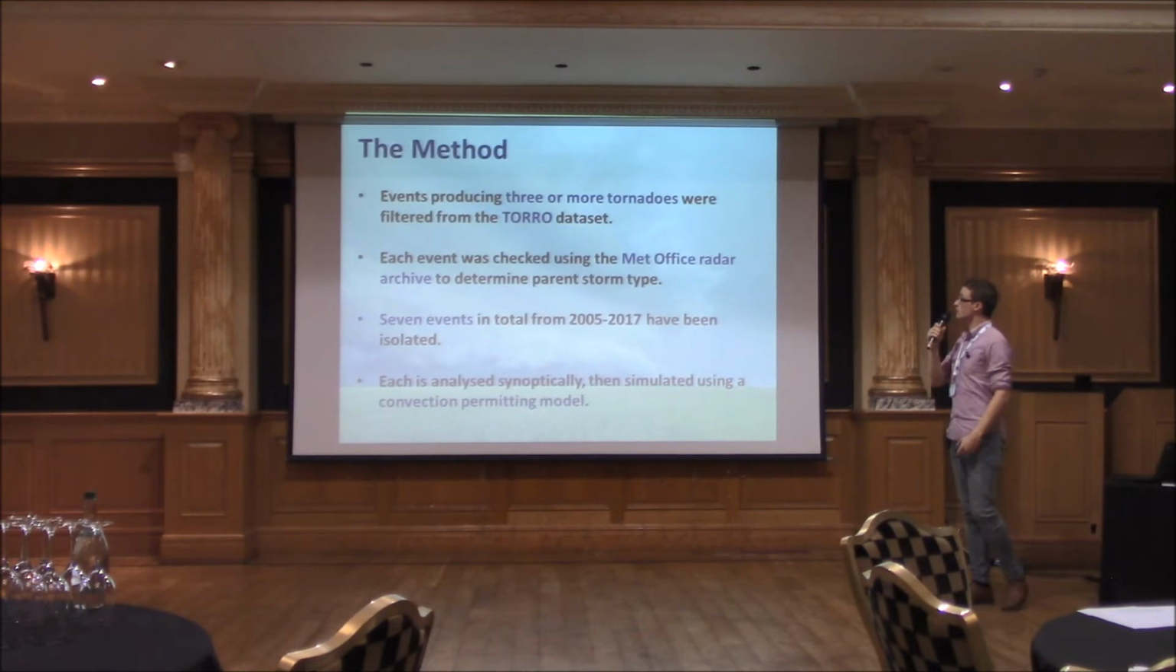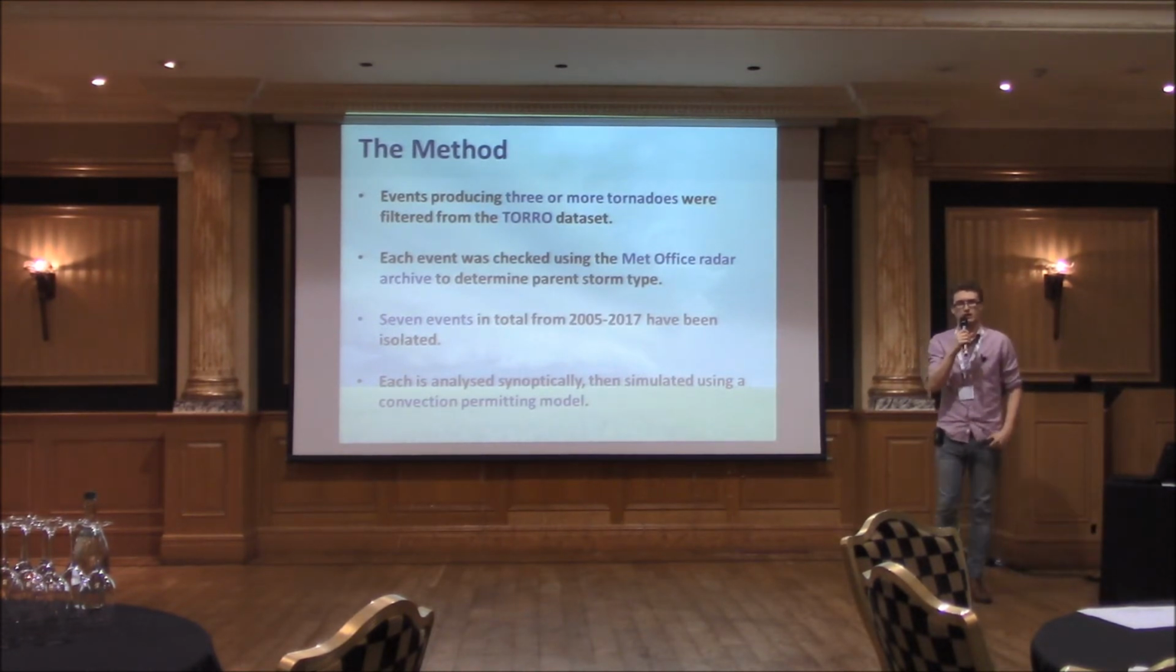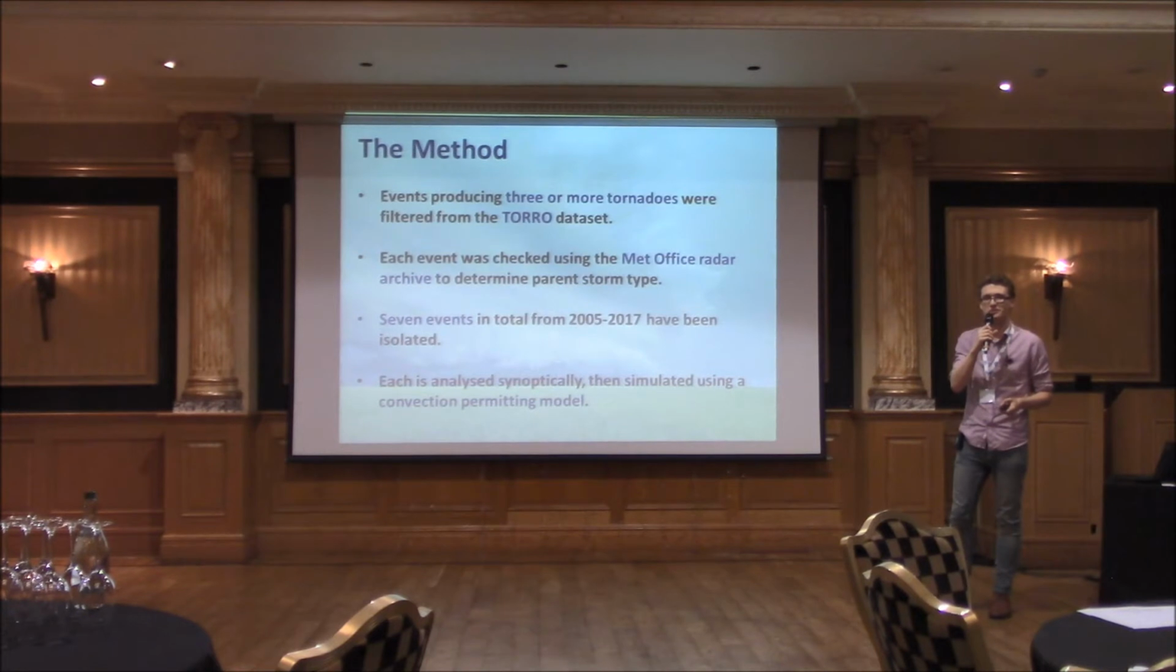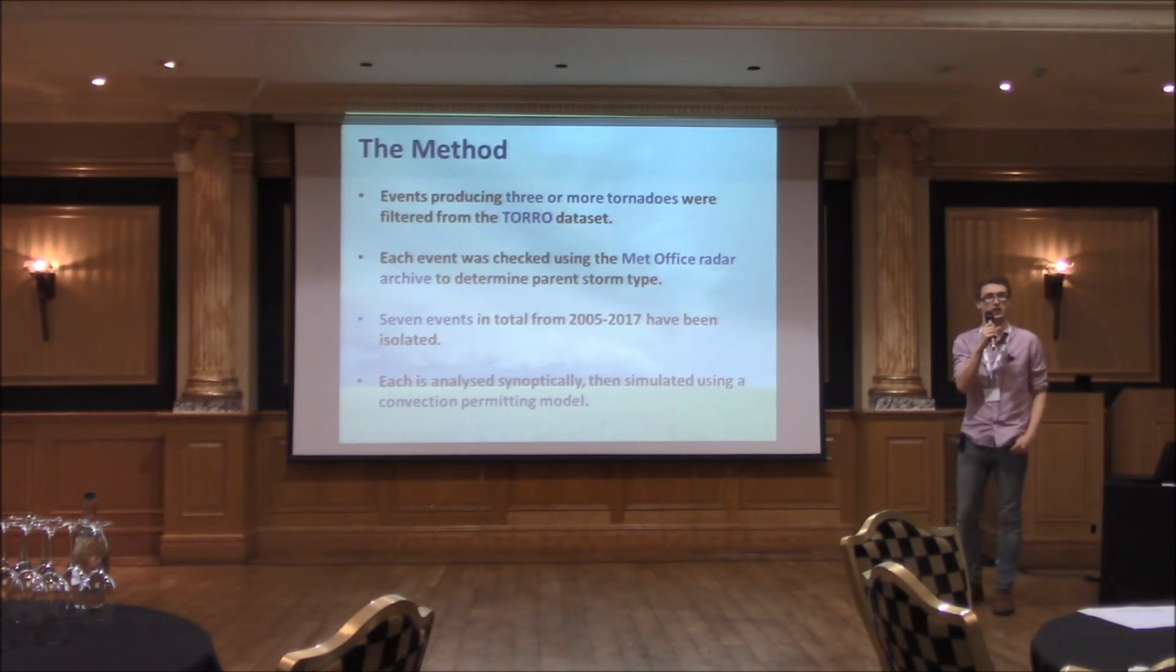So I've checked all of these events with the Met Office radar, to get an idea of the fact that they're all linear systems. In total, I only found 7 of these events. I actually expected a few more, but from this 12-year period, I've only got 7 events that produce 3 or more tornadoes from a linear system.